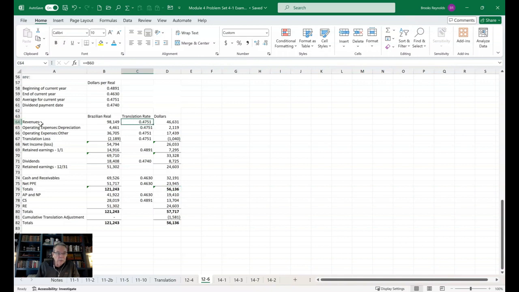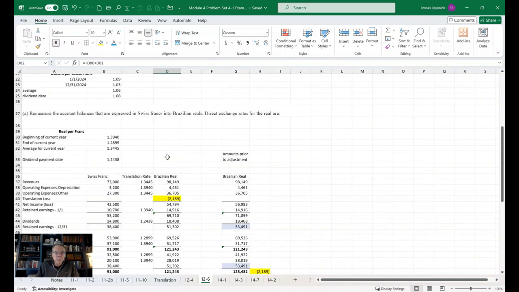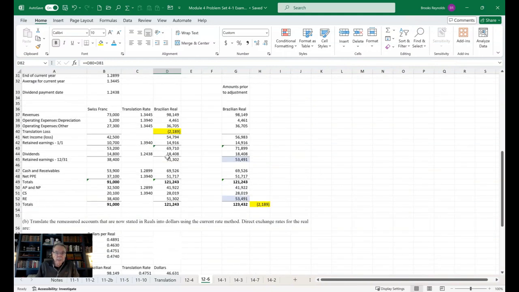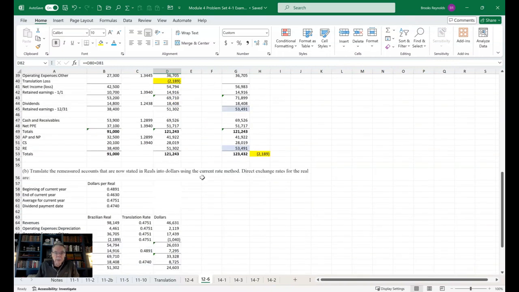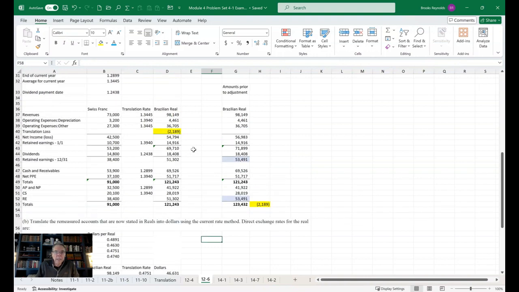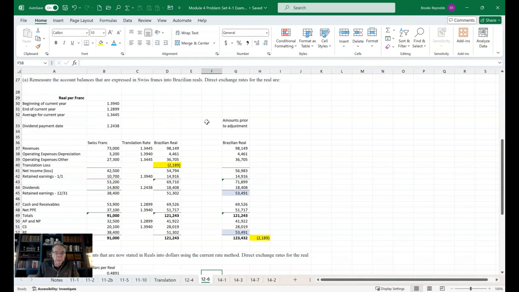You identify, well, what is it? Revenue, expenses. So that's the average rate for the year. You do that for operating expenses, other, and then the translation loss again is 2,189 Swiss francs or reals, which becomes $1,040. All right. And you can see that totals equal. So this is just a two-step process versus the one-step process. And so that's really the translation adjustment. It's not difficult. It's just a lot of calculations, and it's also determining which rate is the correct rate.